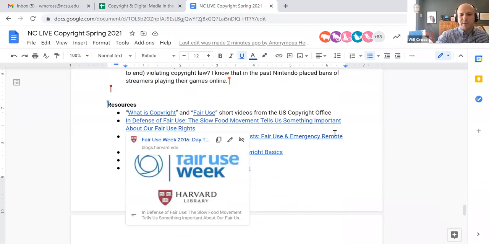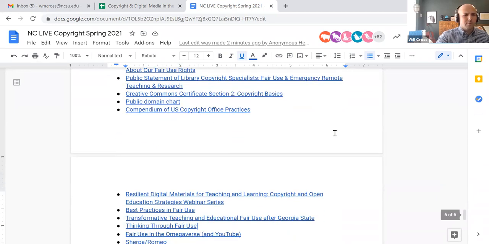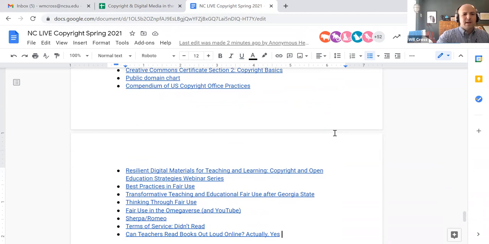You can see sort of the basics at the top, and then it moves through what's Creative Commons, how do we think about the public domain and copyright's duration, how do you think it through fair use in different ways.